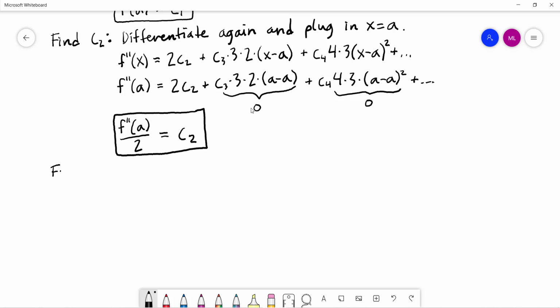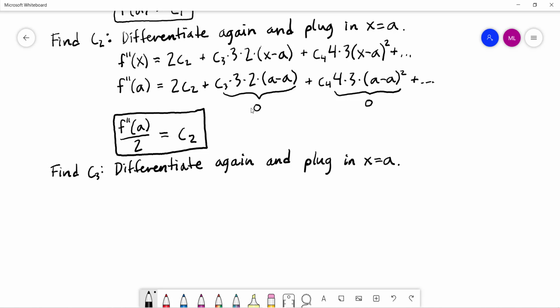So let's say I want to find c3. All we need to do is differentiate yet again, and plug in x equals a. So in this case, because we're differentiating again, we'll be up to the third derivative of x. And that third derivative will look like the derivative of the second derivative. So this first term is just a constant. The derivative of that constant will be 0. Again, I'm not even going to bother to write it. So this is the next derivative that I need to look at.